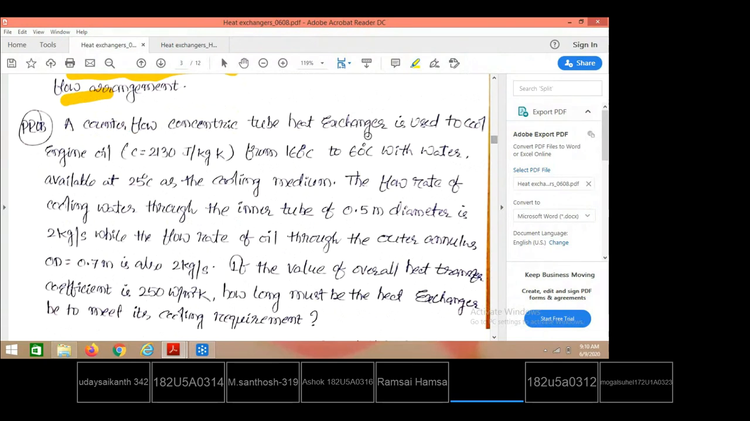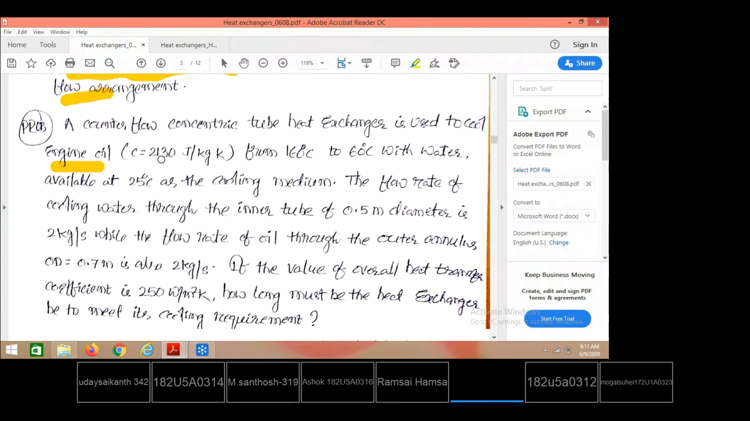Next case you see here: a counterflow concentric tube heat exchanger is used to cool engine oil. So here the heat exchanger is used for what? To cool the engine oil. Indirectly, what does it mean? Engine oil is considered to be the hot fluid in this case.